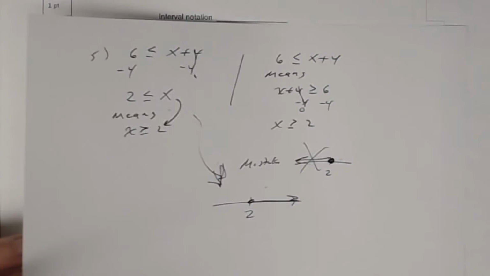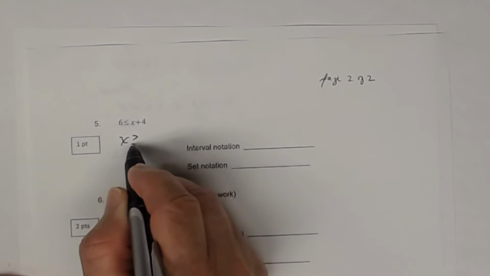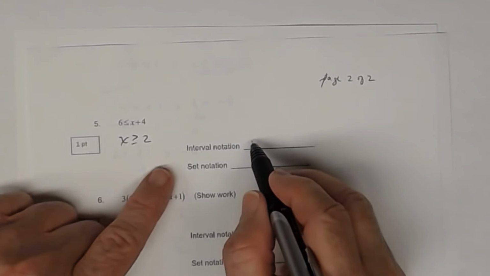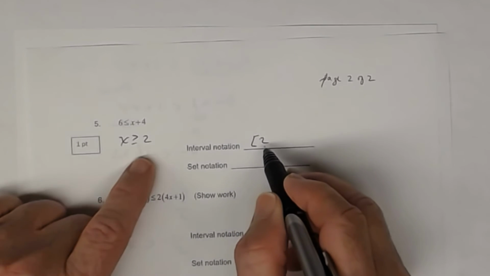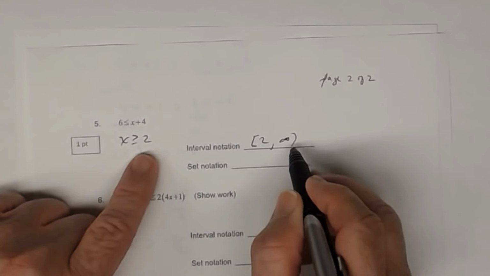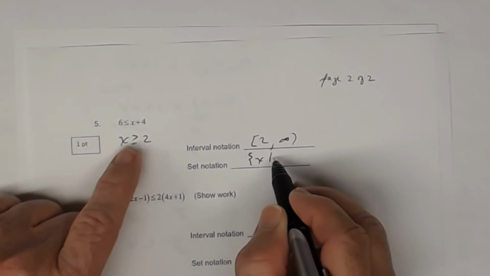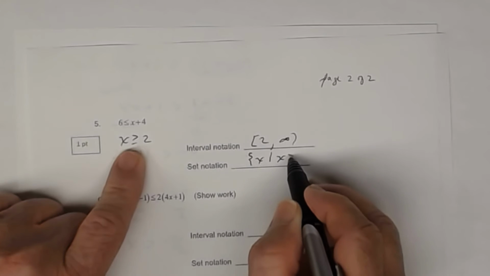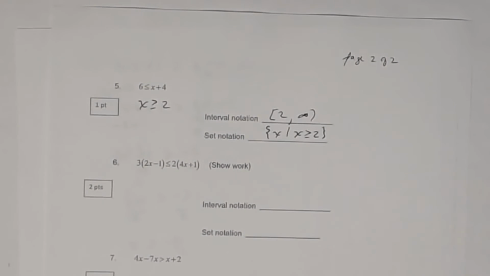All right, so number 5, we'll go ahead and do that here. So here we have x is greater than or equal to 2. So your interval notation will be bracket 2, bracket because of the equal sign, all the way to infinity. And then set notation, you can say set of x's such that, and then your inequality statement, x is greater than or equal to 2. Very simple process, not difficult at all.